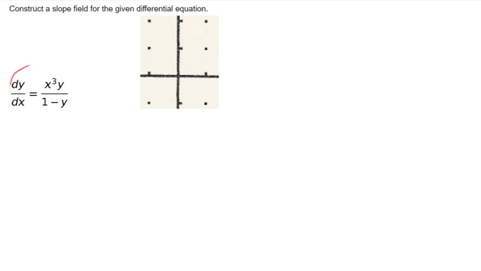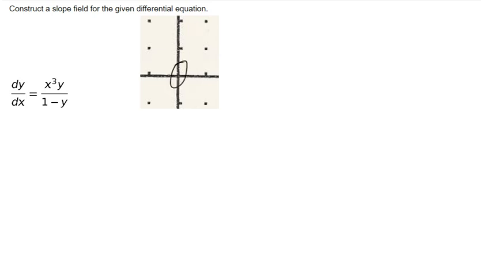Now, dy dx, remember this. This is the slope. That's where people get confused. Even I've gotten confused on that sometimes. So what we're going to do is take each of these 12 points that they gave us, and we're going to plug in the x and y values right here and see what the slope is, and then we're going to draw a little short line with that slope over that point.